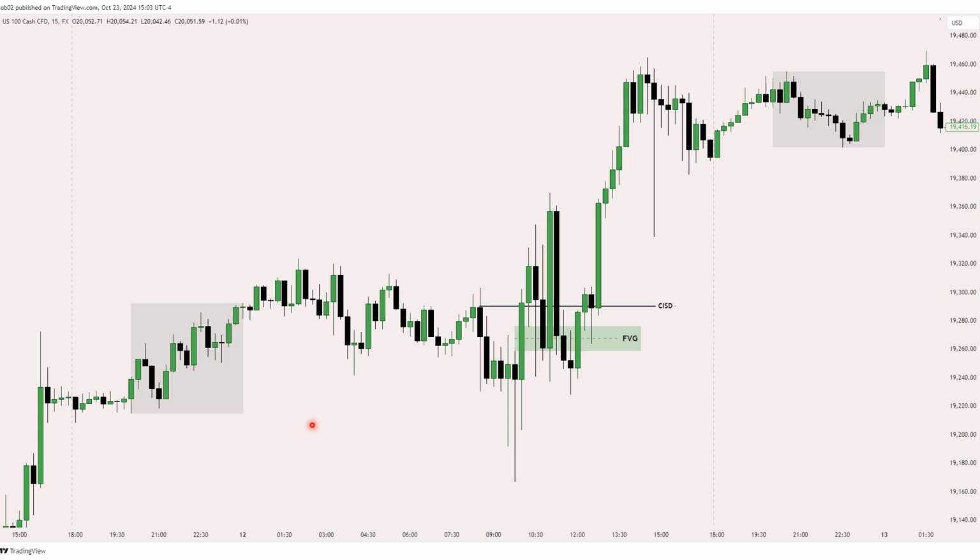On the 15-minute time frame, we can see that the Asian low was taken during the New York session, and then we had a market structure shift or a change in the state of delivery, which had a fair value gap as our entry point.